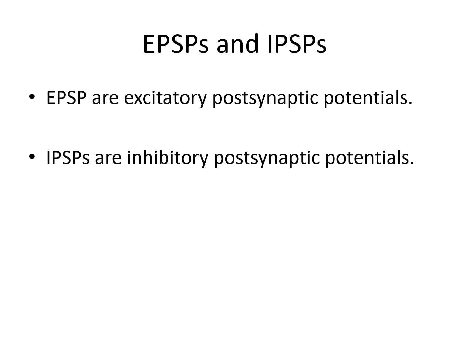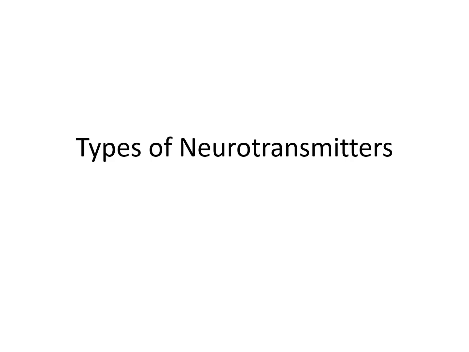Okay, need to go to the next slide. EPSPs are excitatory postsynaptic potentials, and IPSPs are inhibitory postsynaptic potentials. Okay, so we'll just introduce these terms, and we're going to come back to these in the next lecture, I think. So let's look at the types of neurotransmitters.